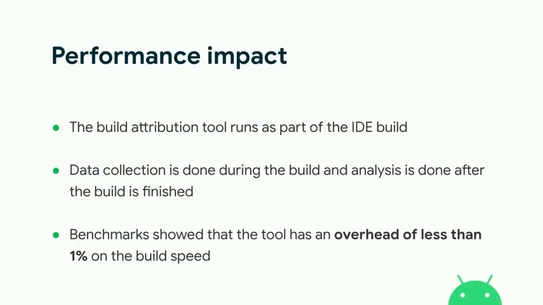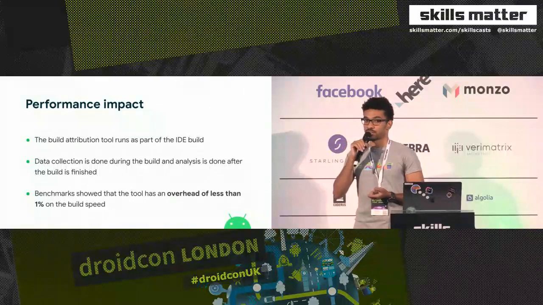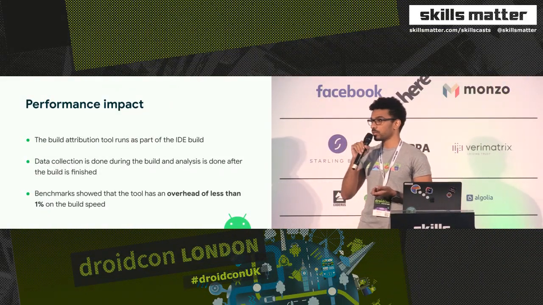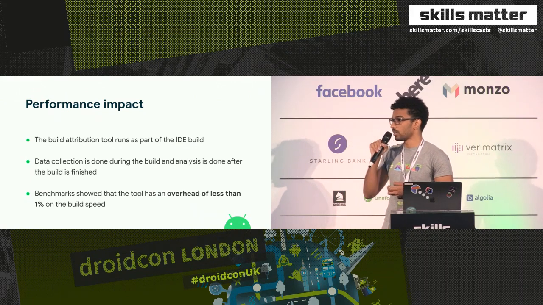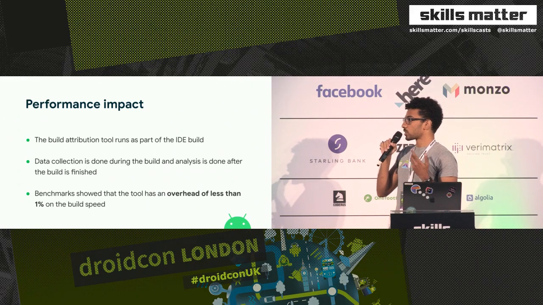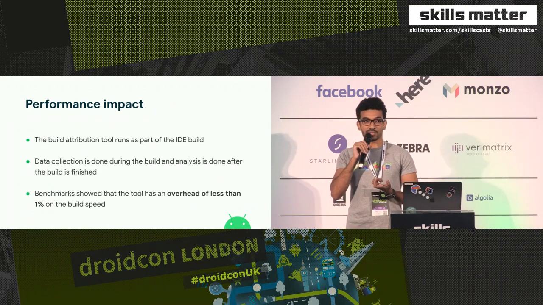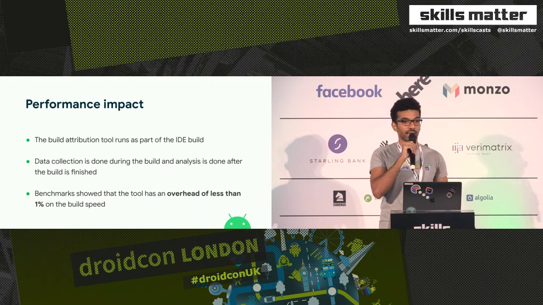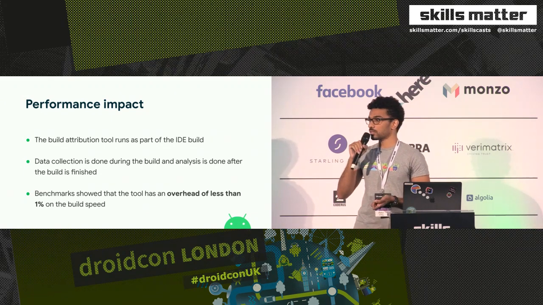So one thing we don't want to do while designing this tool, basically this tool is for improving your build speed, we don't want it to affect the build speed. So one of the top priorities we had while designing it is performance impact. So basically the Build Attribution tool runs as a part of the IDE build. Unfortunately, for the first version, it's not available from the command line. This tool runs in two phases. The first phase is basically data collection. While the build is running, it will collect data about tasks, transforms, plugins, basically everything in the build. And then after the build is finished, it will run some analyzers and find some issues with the build, and then build the UI.